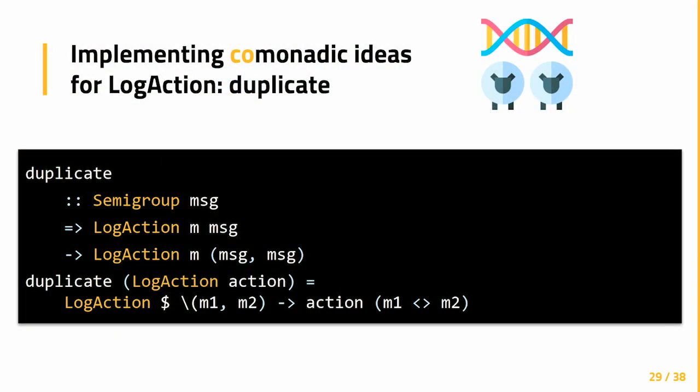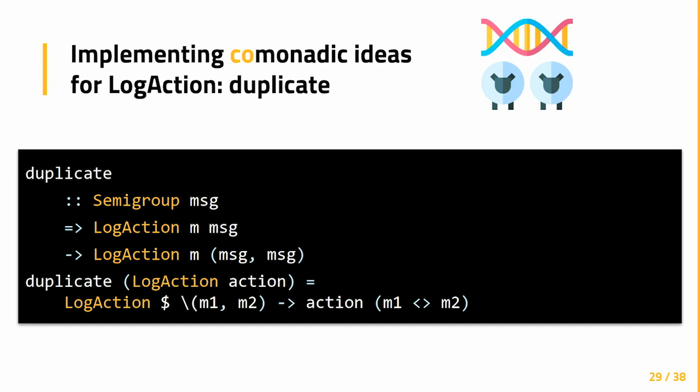We handle the message. The duplicate is slightly more interesting. If we have a log action that can log a single message, then we can have a log action that logs two messages. It's also not that difficult. We just combine those messages together if we know that they have a semigroup instance and pass to our given log action. So it means that we can log many messages at once.